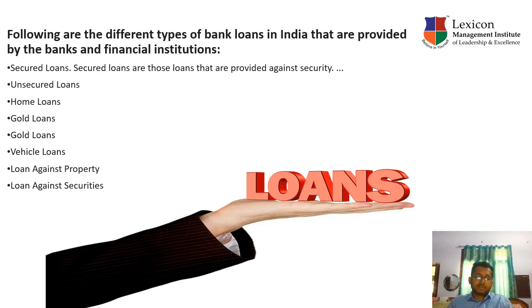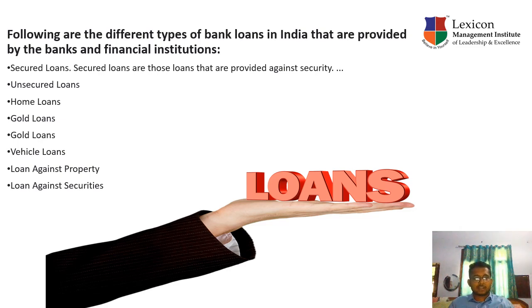Suppose I am giving you 1 lakh rupees, and you are giving me your house property papers. So you are keeping the house as collateral with me. Whenever you pay back 1 lakh rupees to me, I will return your house, your property papers. So these are the secured loans.